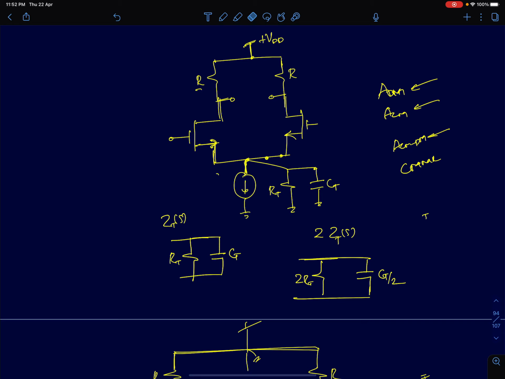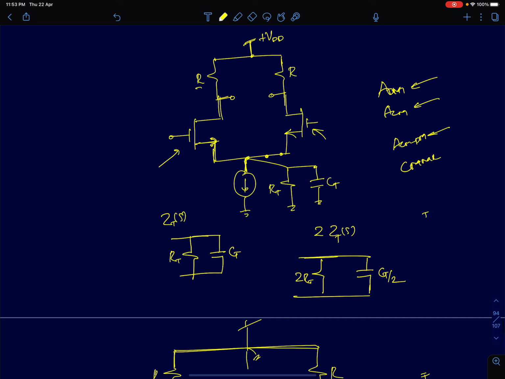So I'll start with the simplest differential pair circuit shown here. And I'm going to consider there is only one capacitance C_T at the source terminal to ground. So this can be the source to bulk capacitance of these two MOSFETs and also the capacitance offered by this current source. So the C_T can model the source to bulk parasitic capacitor of those input MOSFETs or the parasitic capacitance offered by the current source. R_T is your current source resistance.